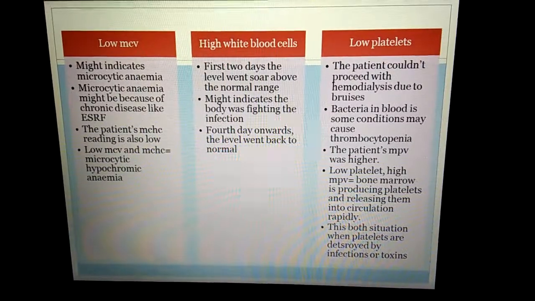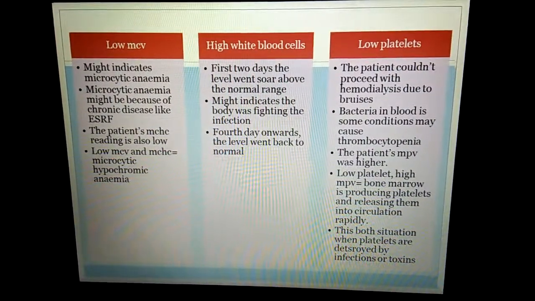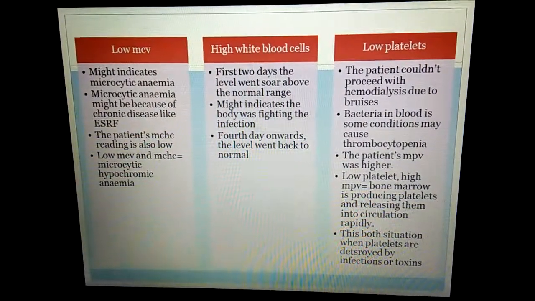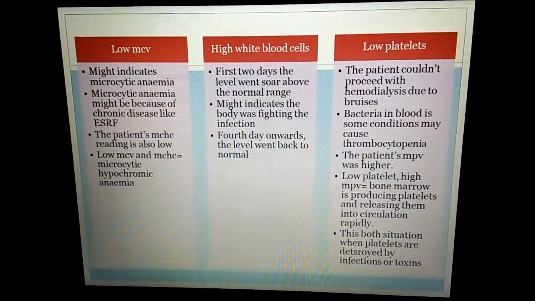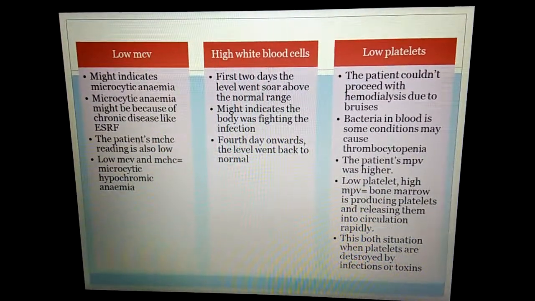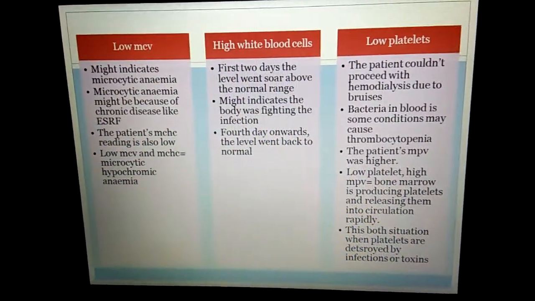For the low MCV, it might indicate that the patient had microcytic anemia. Microcytic anemia might be because of a chronic disease like ESRF. The patient's MCHC reading is also low. Low MCV and MCHC indicate microcytic hypochromic anemia.